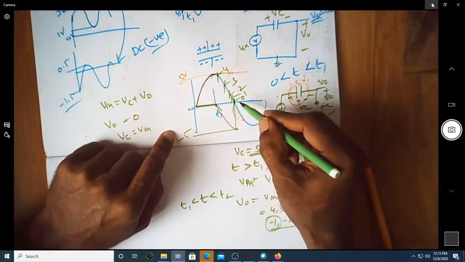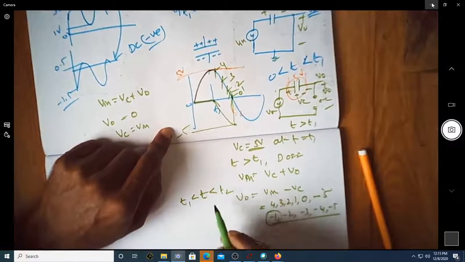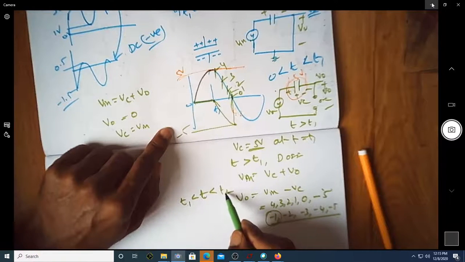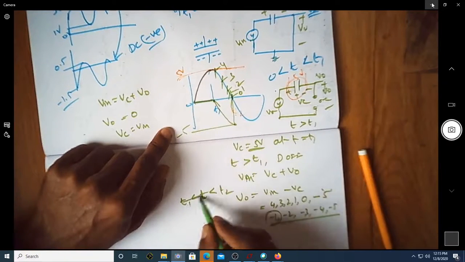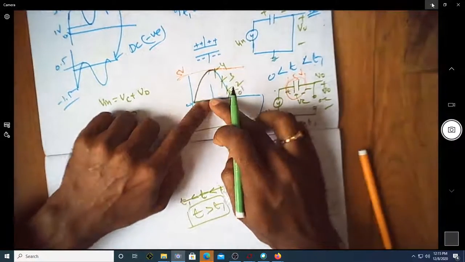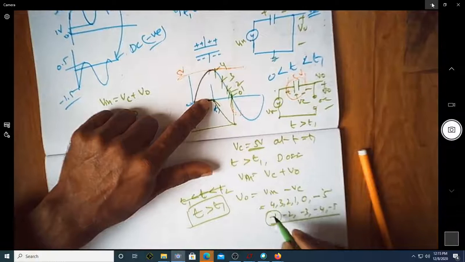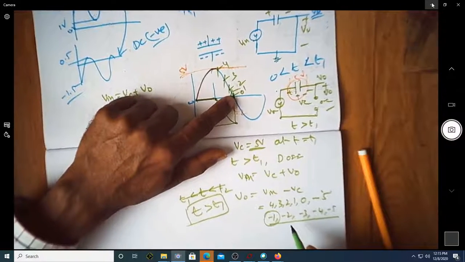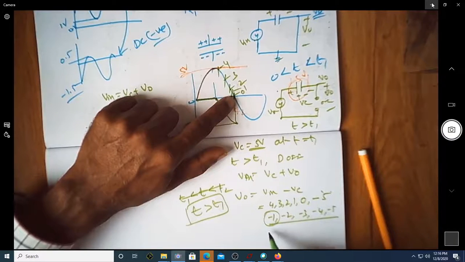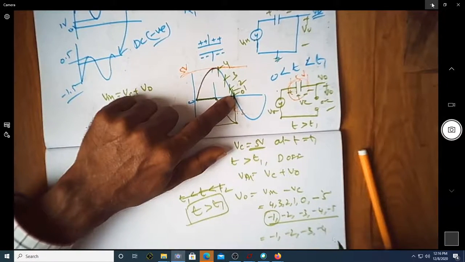If the input voltage goes still negative, so now we are talking about T1 less than T and then less than T2. Suppose you still consider T anything greater than T1, for any time beyond T1. Okay, let us take this is after 0. After 0, what do you have? Vin is equal to minus 1, minus 2, minus 3, minus 4.